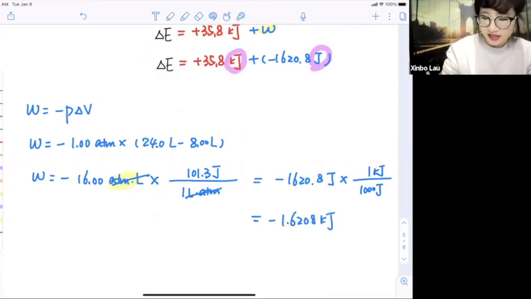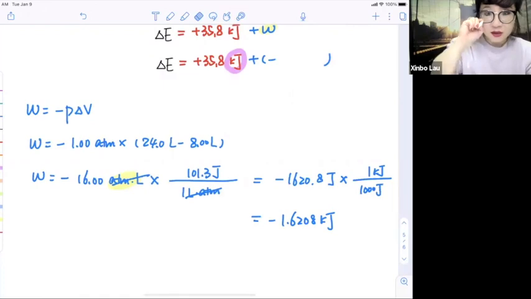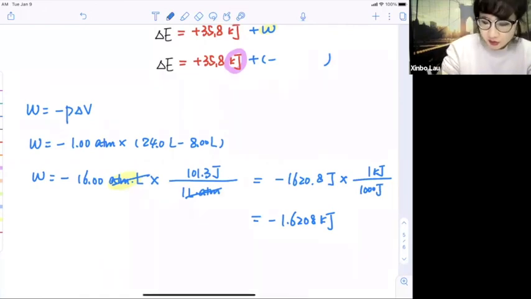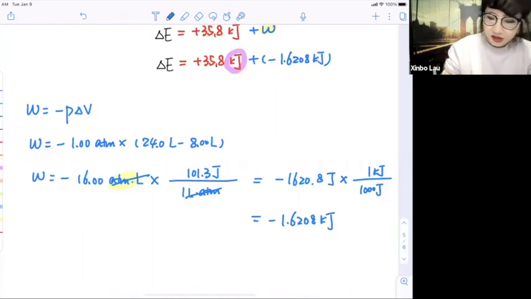Now we can put it back in here and do the calculation. So that is negative 1.6208 kilojoule. Now both are in kilojoules, I can simply do the calculation. So delta E, the internal energy change, equals positive 34.2 kilojoule. So that's the answer.